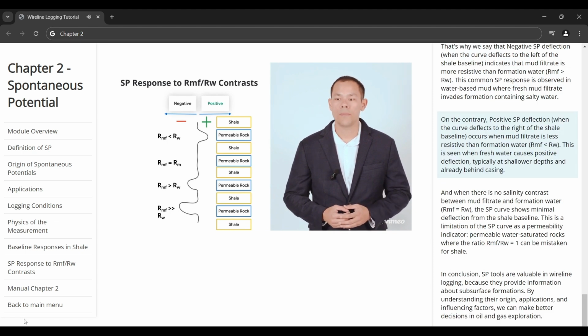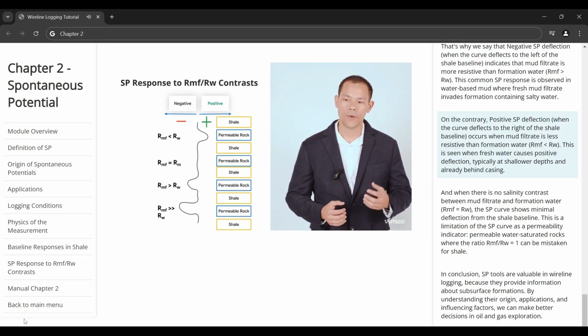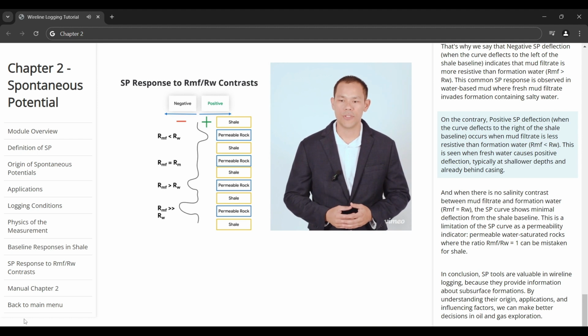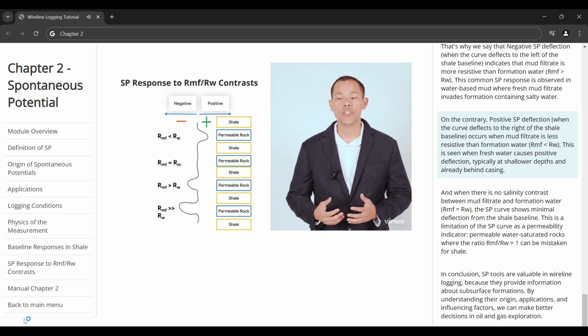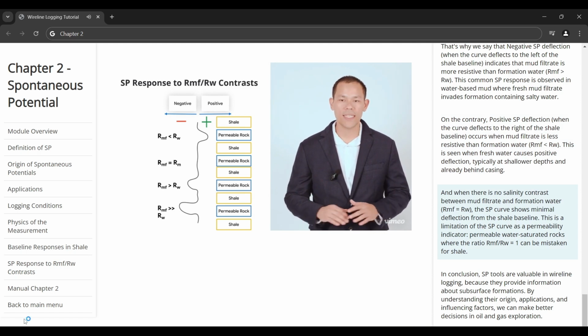On the contrary, positive SP deflection, when the curve deflects to the right of the shale baseline, occurs when mud filtrate is less resistive than formation water. This is seen when fresh water causes positive deflection, typically at shallower depth and already behind casing. And when there is no salinity contrast between mud filtrate and formation water, the SP curve shows minimal deflection from the shale baseline. This is a limitation of the SP curve as a permeability indicator.